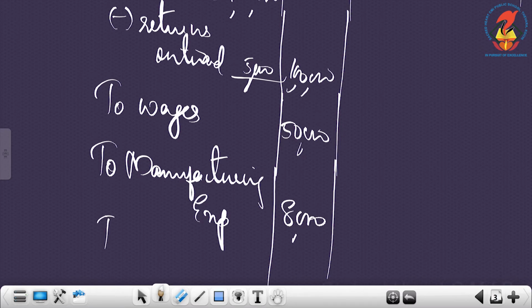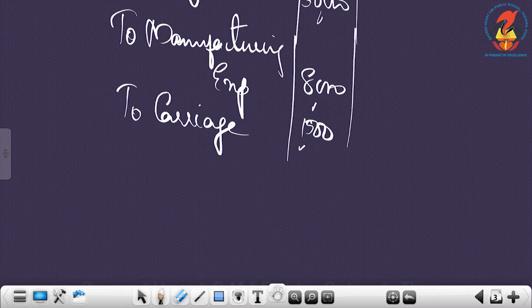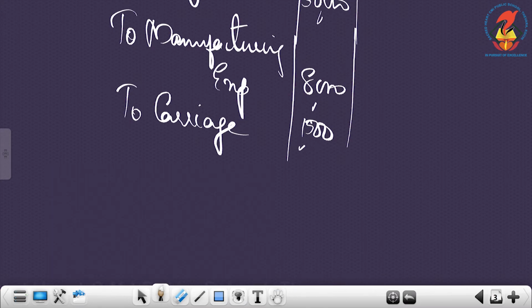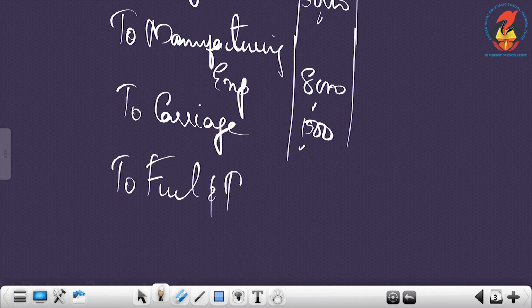Then we have carriage. Simply carriage means it is direct, it is carriage inwards, 1,500. Then the last one, fuel and power, that is again a direct expense. So which we will write here, 1,000.